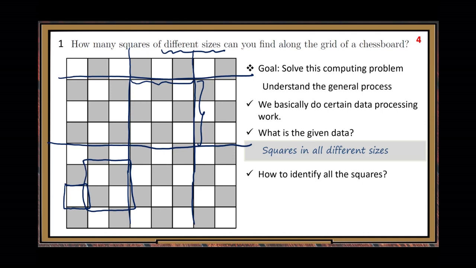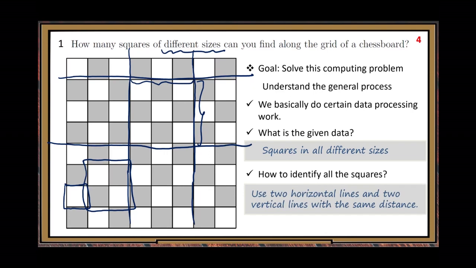Then the question is different, if you consider the number of rectangles of different sizes. That's another question. Based on the observation, we have this conclusion: use 2 horizontal lines and 2 vertical lines with the same distance to form one particular square in the chessboard. So what should we do next?